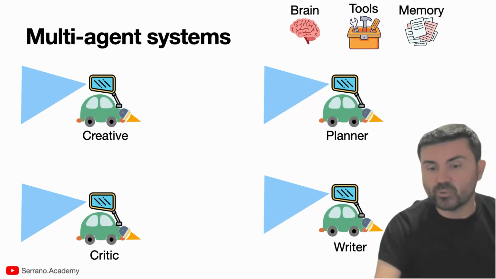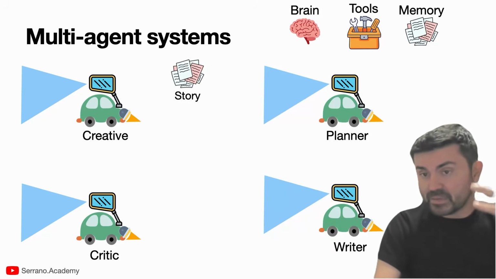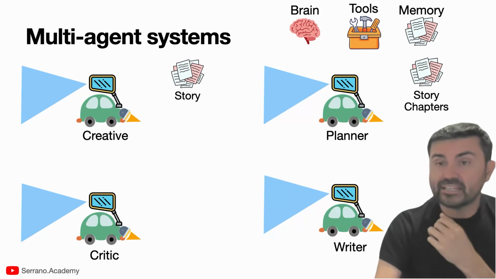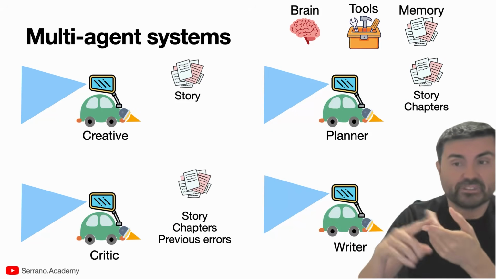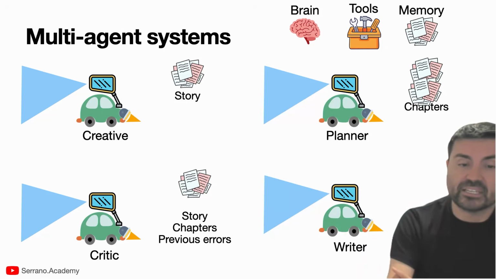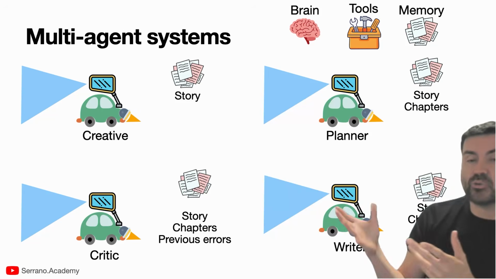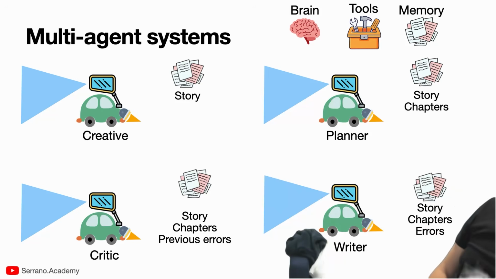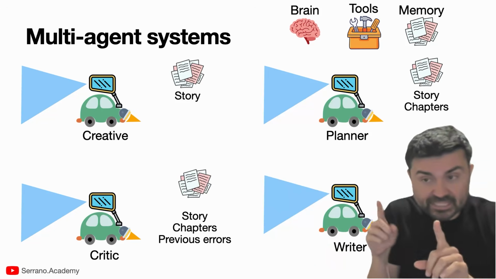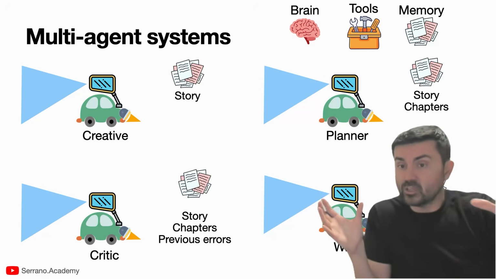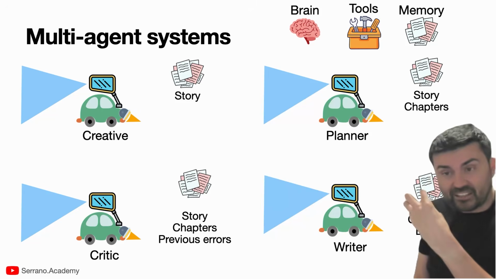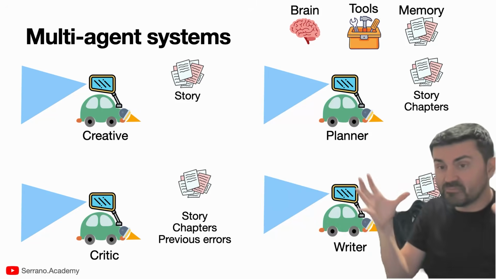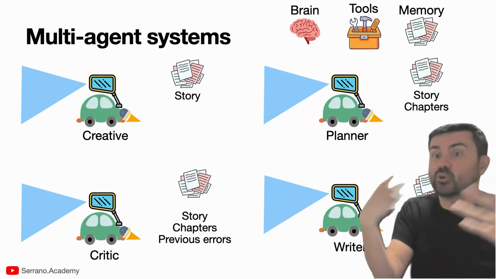What about the memory? Well, the creative has to have the memory of the story, the planner has to have the story and the chapters in memory, and the critic has to have the story, the chapters, and the previous errors, and the writer has to have the story and the chapters and the errors and more stuff. Notice that there are local memories and global memory. Each of these agents can have some memory for itself, and there's also a general memory that they can all access, like the story that's going on.